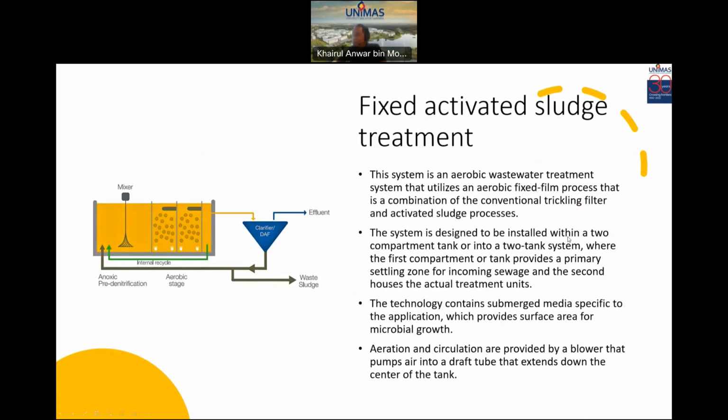The system is designed to be installed within a two-compartment tank or into a two-tank system where the first compartment or tank provides a primary settling zone for incoming sewage and the second houses the actual treatment unit. The technology contains submerged media specific to the application, which provides surface area for microbial growth. This is the description of the system. Aeration and circulation are provided by a blower that pumps air into a draft tube that extends down the center of the tank. That is the fixed activated sludge system.